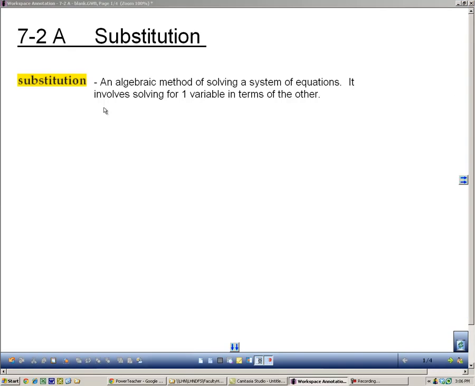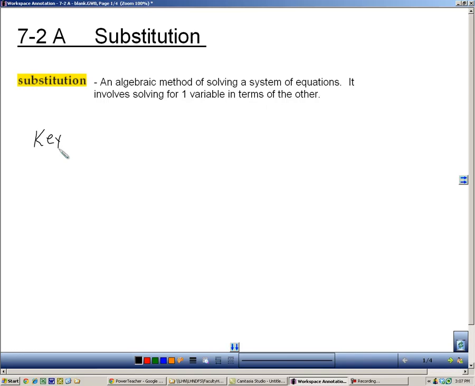Section 7.2a is about substitution. Substitution is an algebraic method, a method that uses algebra, that you can use to solve a system of equations. So it's another way to solve a system other than graphing, and this time it's using algebra. It involves solving for one variable in terms of the other.